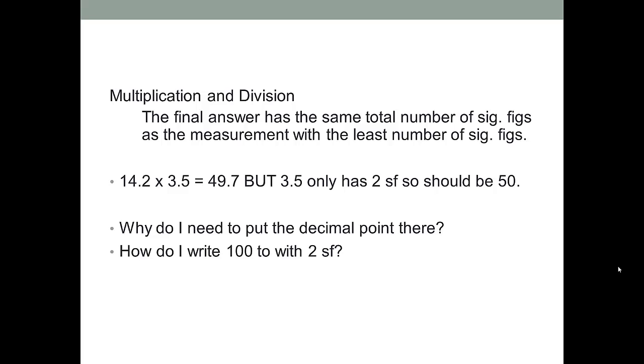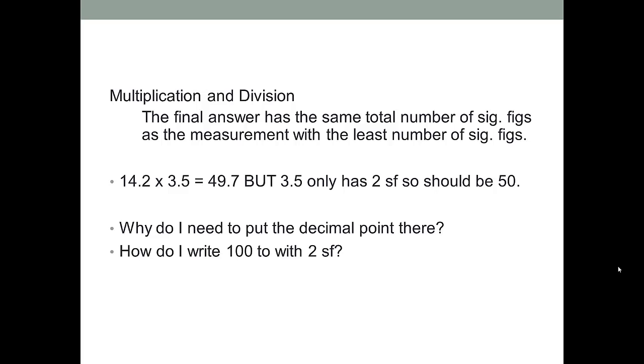For multiplication and division, which we use a lot more often, the final answer should have the same total number of significant figures as the measurement with the least total number of significant figures. So here, in our example, we have 14.2 times 3.5. 14.2 has 3 sig figs, while 3.5 only has 2, so our final answer should also only have 2.